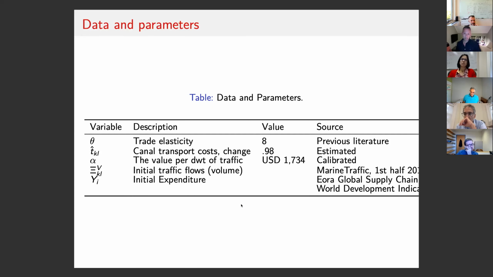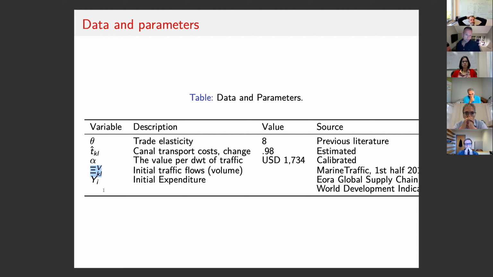Okay, I have just a few more minutes. Let me just show you one counterfactual we do, which is the most reasonable counterfactual to do, namely to take that reduction in the transportation cost that I just backed out and shock the model with that change. As I mentioned, I'm not going to parameterize this model with trade flows at all. I'm only going to use traffic flows from the AIS data. So that's the Xi in those equations that you saw a minute ago.